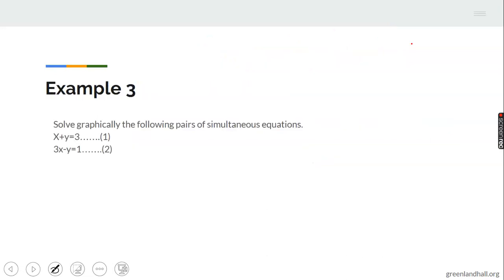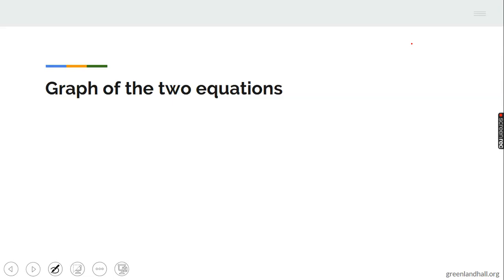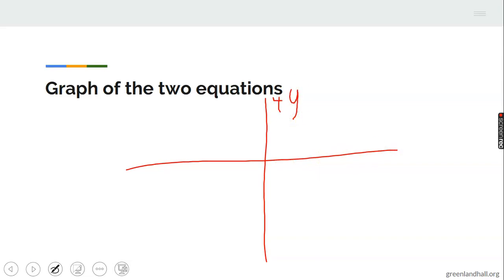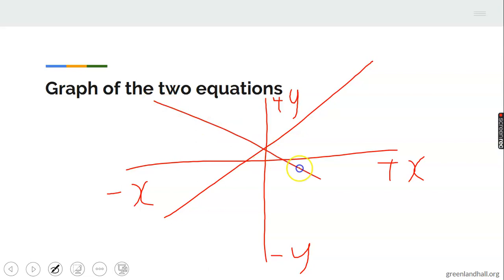Now, let me just use this as an example before we move to the next example. This is plus y. This is negative y, positive x, then negative x. This is just an example. Let's say, for instance, the graph that you drew is like this. This is for the first equation, and this is for the second equation. Now, where do they intersect at this point? So, at the point of intersection, what is your y? At the point of intersection, what is your x?